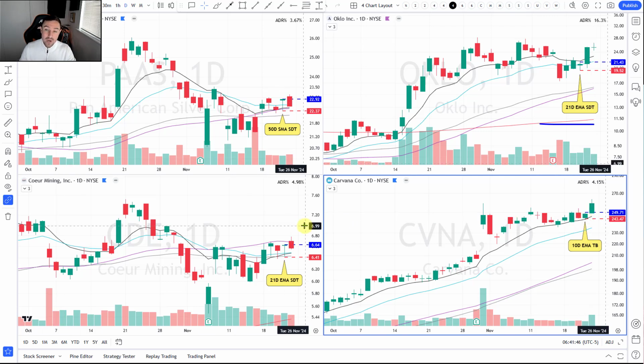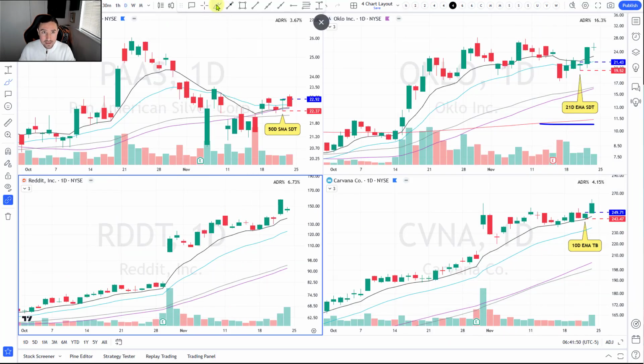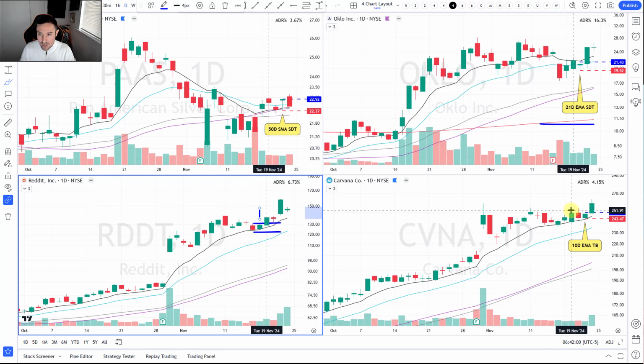Looks very, very similar to the Reddit setup, right? If I was to just put Reddit over here. Okay, here's Reddit. So don't these look pretty eerily similar in terms of how they set up? And this is the thing, Livermore spotted it 100 years ago. Chart patterns repeat. Patterns keep on repeating. So here you can see very, very similar in terms of the setup.